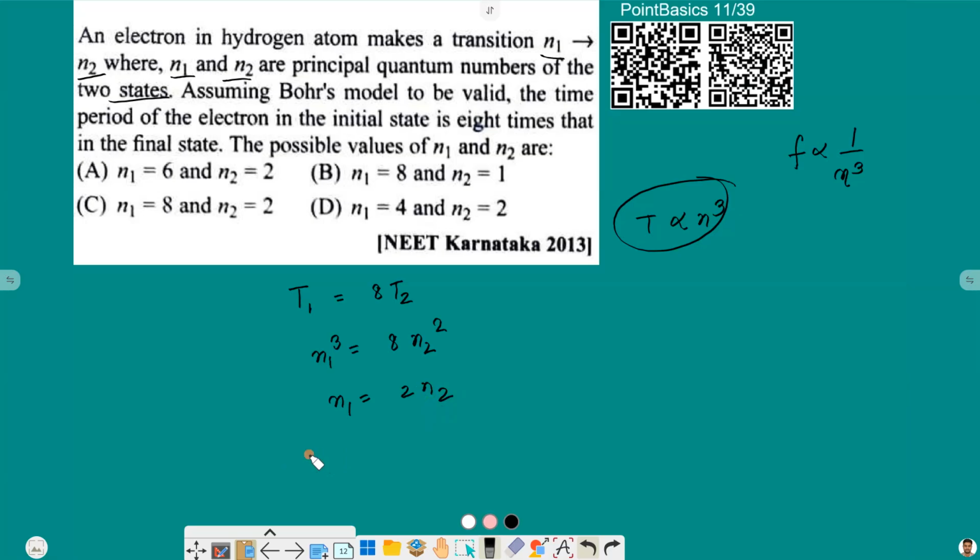Now to solve this, let's say N1 is 2, then N2 will be 1. Or let's examine the options. In case N1 is 6, then N2 will be N1 by 2, so N2 will be 3. So option A is rejected. If N1 is 8, then N2 will be 4. B is rejected. Option C, if N1 is 8, then N2 will be 4. Then option C is rejected. Only option D is left, so that will be the right answer.